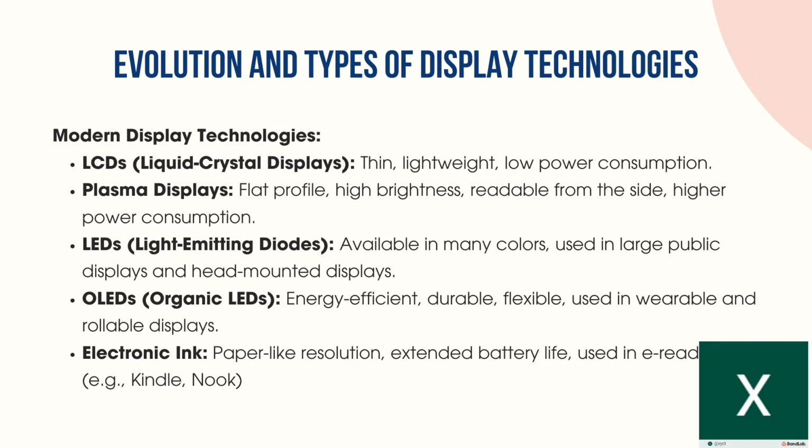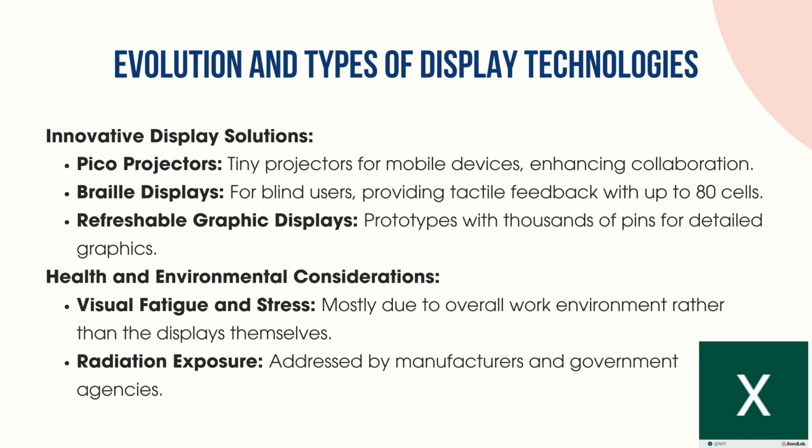Next are LEDs or light emitting diodes. They are available in many colors. They are also used in large public displays and head-mounted displays. Next is OLEDs or organic LEDs. They are energy efficient, durable, flexible, and used in wearable and rollable displays. Next is electronic ink. They have paper-like resolution, extend battery life, and are used in e-readers, for example, Kindle or Nook.